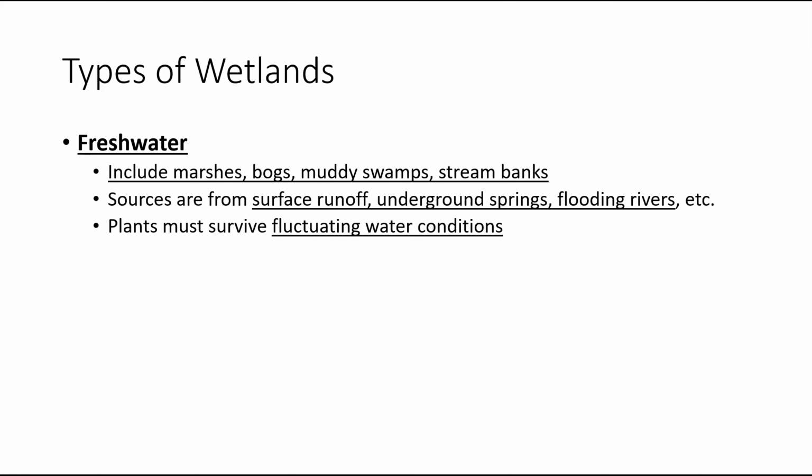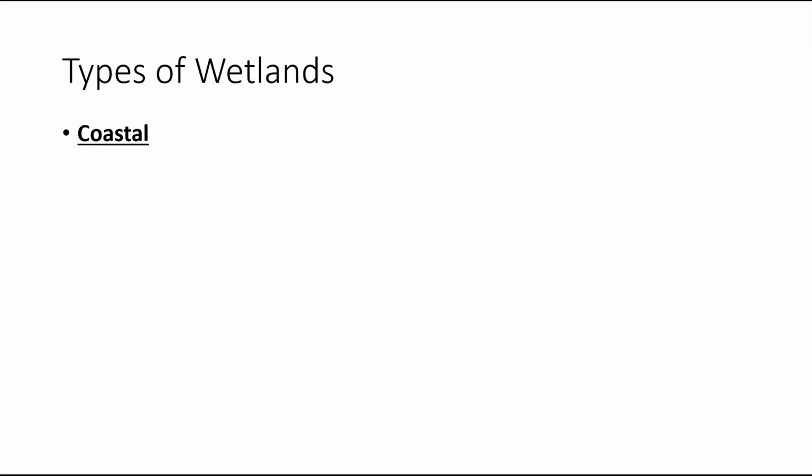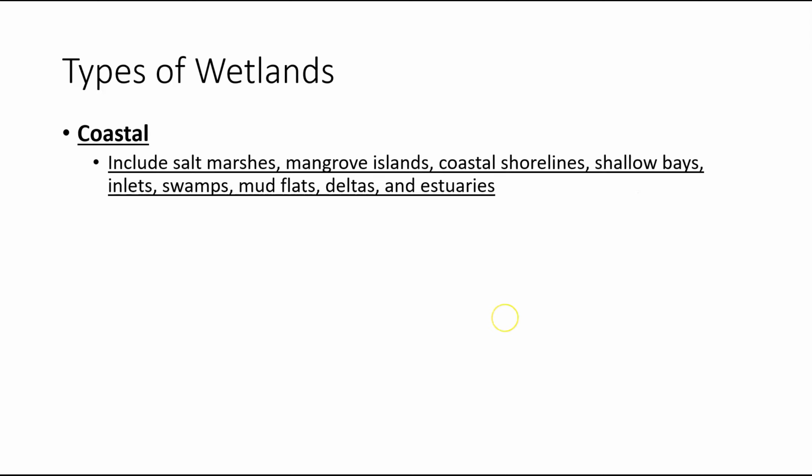So again, can they survive in standing water for months on end, but then also be able to tolerate when the wetland may or may not have standing water in it at another point in the year. All right. Our coastal wetlands are really interesting because those include species that can tolerate both saltwater and freshwater. So coastal wetlands, some examples would be salt marshes, mangroves.